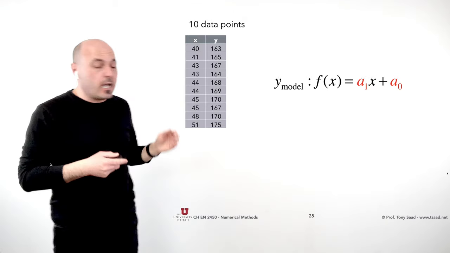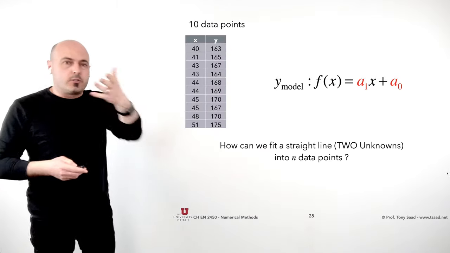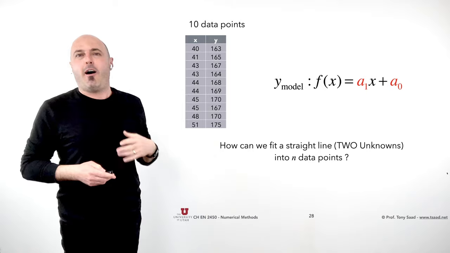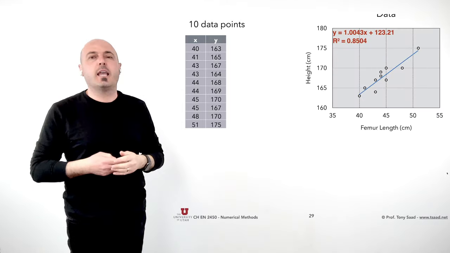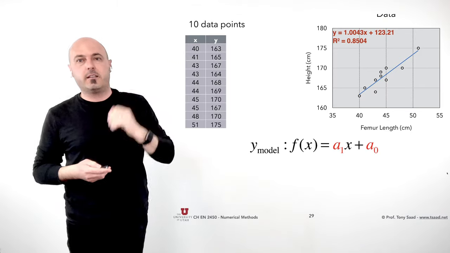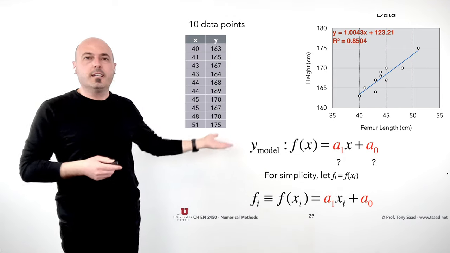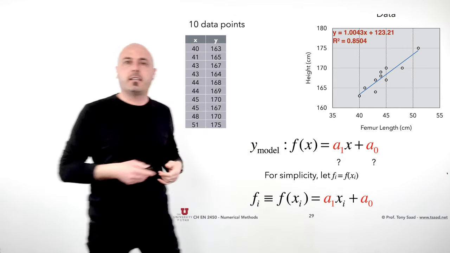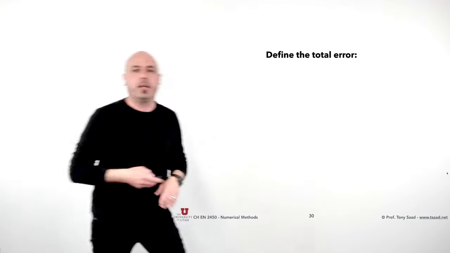And again, we're going to fit the model A0 plus A1x. Question still is, how can you fit a straight line, two unknowns, into n data points? And the idea is the same. We're going to minimize the error between our model curve and the input data. And we're still going to call Fi as F evaluated at Xi. So F1 is A1 X1 plus A0, and so on and so forth.